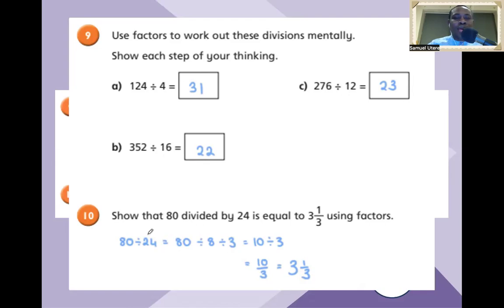And then here you were asked to show that 80 divided by 24 is equal to 3 1/3. To divide by 24 is the same thing as to divide by 8. And you can see that makes the calculation much easier because you now have 10 divided by 3, which if you write as a mixed number will be 3 1/3.